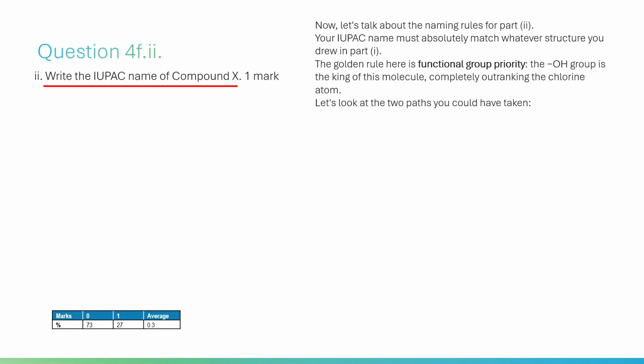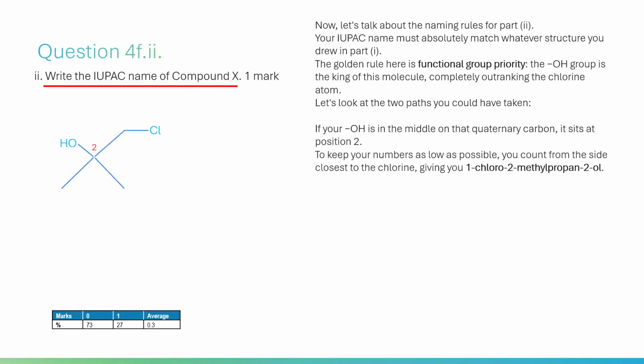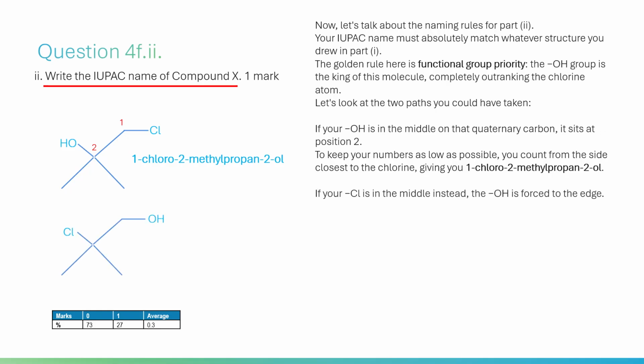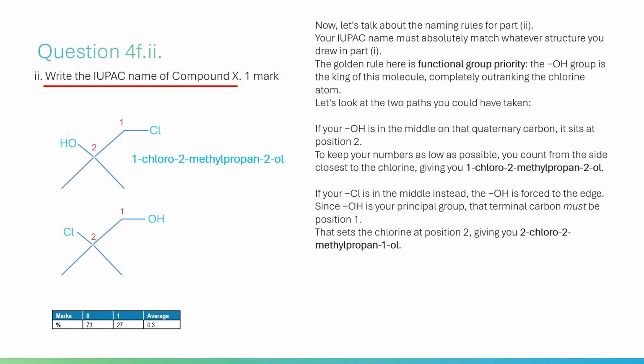Let's look at the 2 paths you could have taken. If your OH is in the middle on that quaternary carbon, it sits at position 2. To keep your numbers as low as possible, you count from the side closest to the chlorine, giving you 1-chloro-2-methylpropan-2-ol. If your Cl is in the middle instead, the OH is forced to the edge. Since OH is your principal group, that terminal carbon must be position 1. That sets the chlorine at position 2, giving you 2-chloro-2-methylpropan-1-ol.